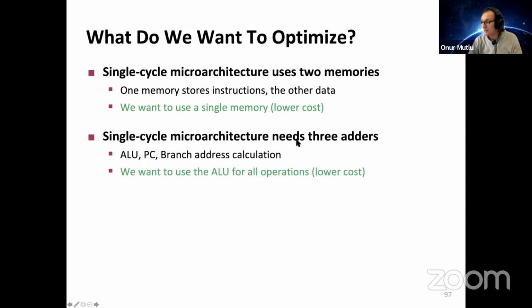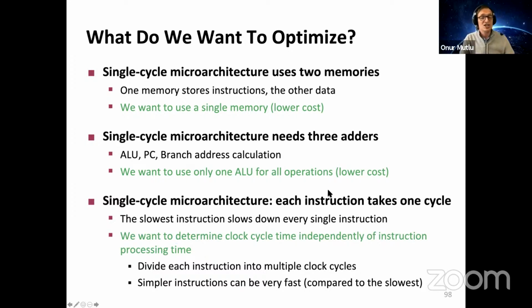Single cycle microarchitecture needs 3 adders: ALU, target PC, and branch address calculation, or PC is next PC, PC plus 4, and the branch address calculation, target PC. We want to use the ALU for all operations, again, for lower cost. In single cycle microarchitecture, each instruction takes 1 cycle, and as a result, the slowest instruction slows down every single instruction. We want to determine the clock cycle time independently of instruction processing time and set a target for ourselves, as opposed to being dictated by the instruction processing time. We're going to divide each instruction into multiple clock cycles, and simpler instructions can be very fast compared to the slowest ones. And we're going to satisfy all of these requirements in the microarchitecture that we're going to build right now.